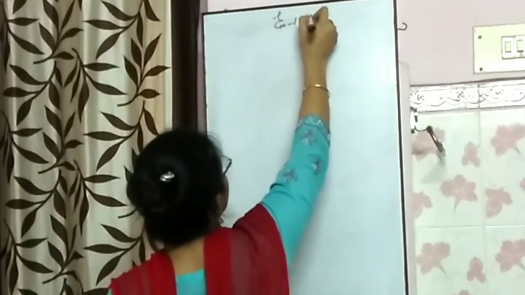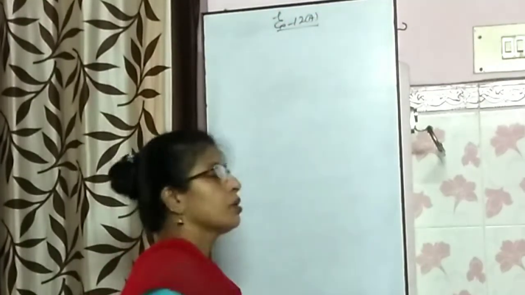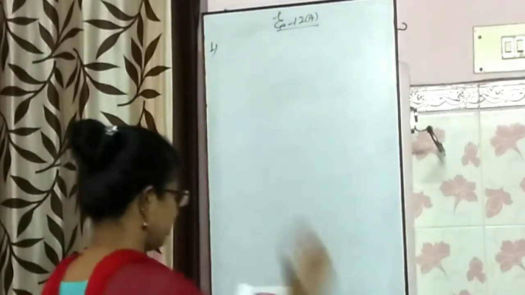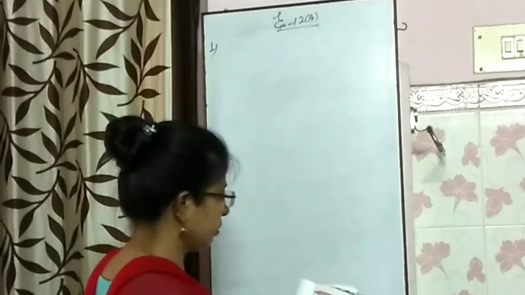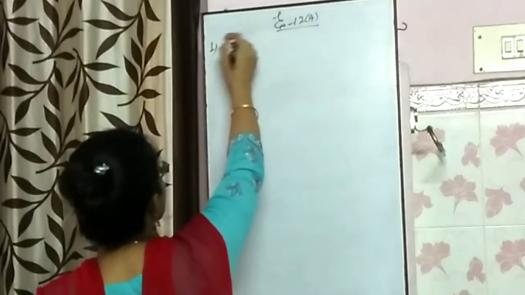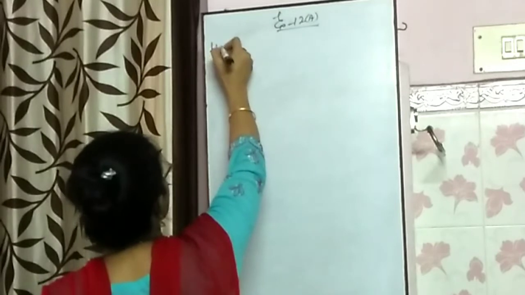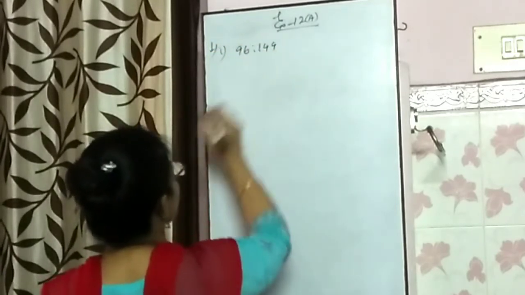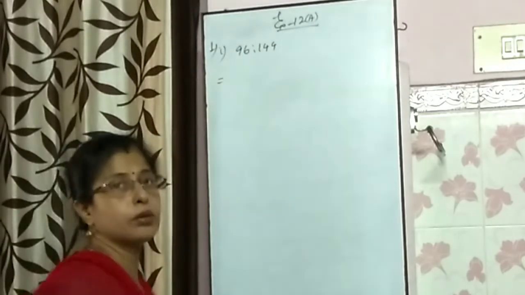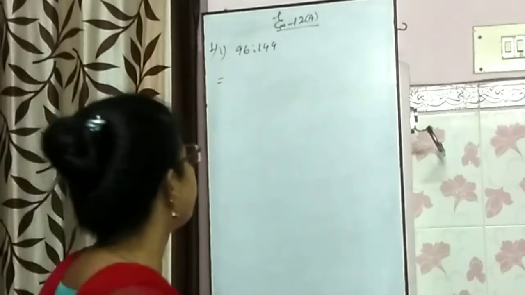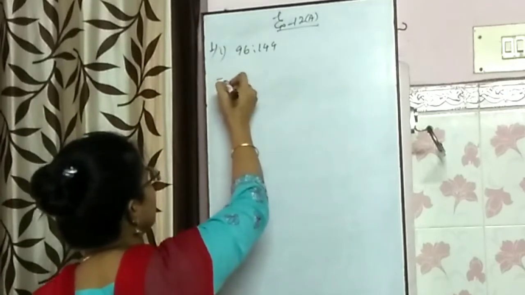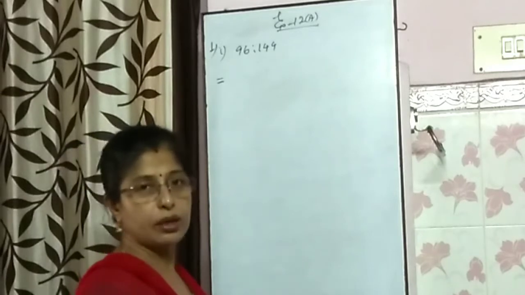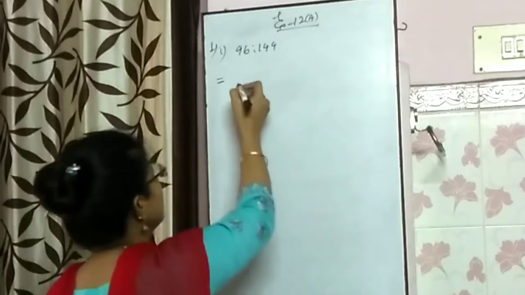Exercise 12A, as usual, from the Ratna Sagar book. Here question number 1. Express each of the following ratios in the simplest form. It's given 96 is to 144. Simplest form means you need to cancel the terms. After cancellation, you need to get to a step where you can't go for more cancellation.